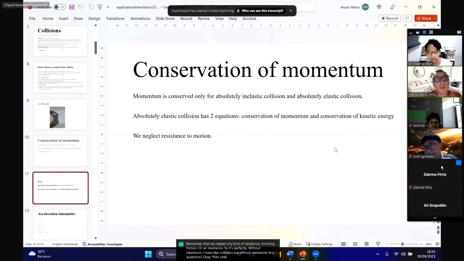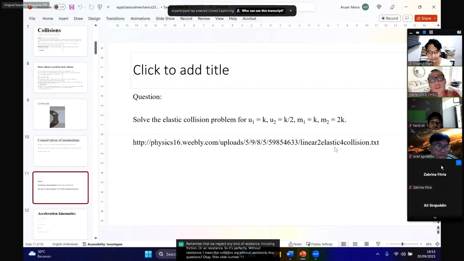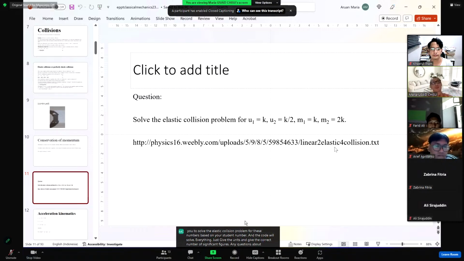Okay, then slide number 11 asks you to solve the elastic collision problem for these numbers based on your student number. And the code will solve everything. Just give the units and give the correct number of significant figures. Any questions about collisions or limits of classical mechanics?